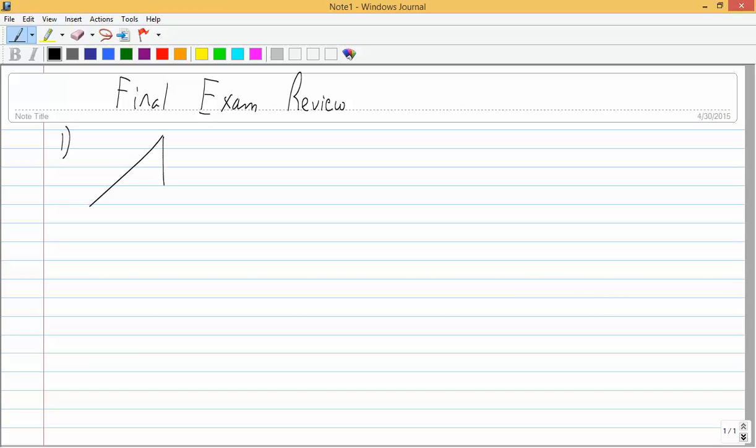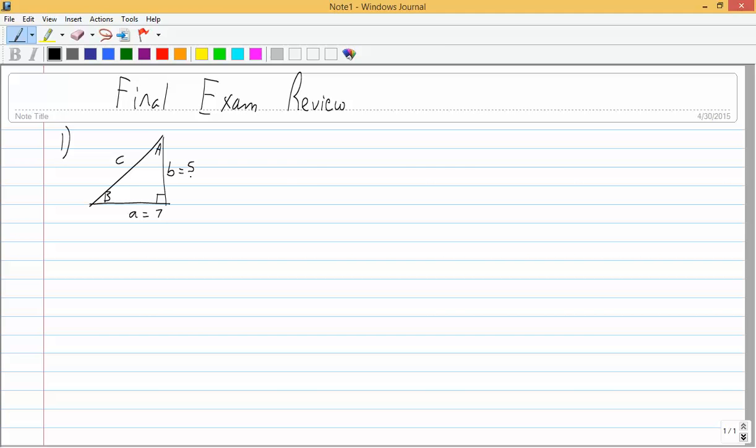So you're given this triangle. This is angle B, angle A, and this is a right angle, side C, side A, side B. You're given that A equals 7, side B equals 5. Find angle C, find side C, angle A, and angle B.